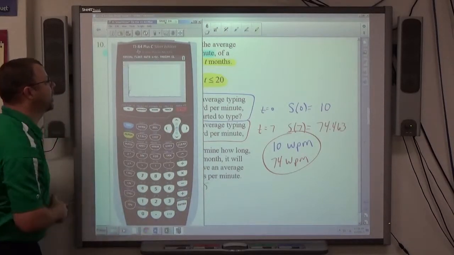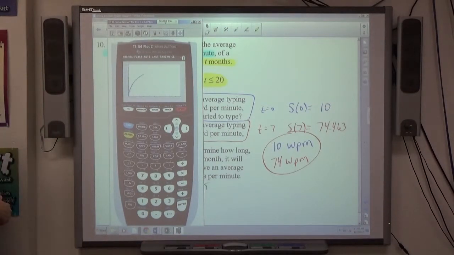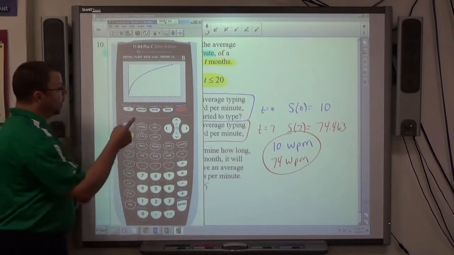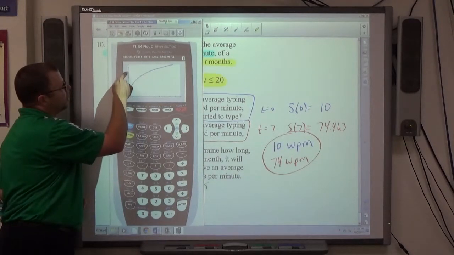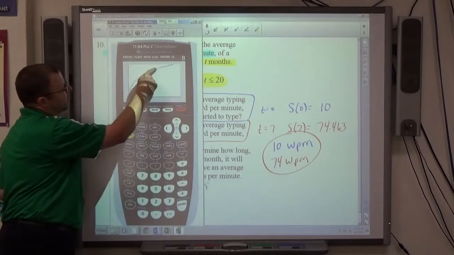So right here, this is his typing graph. That's his words per minute. He actually gets above 100 before the 20 months is up. That's pretty good. All right, but what I care about is 85. 10, 20, 30, 40, 50, 60, 70, 85 would be about here, somewhere in there.